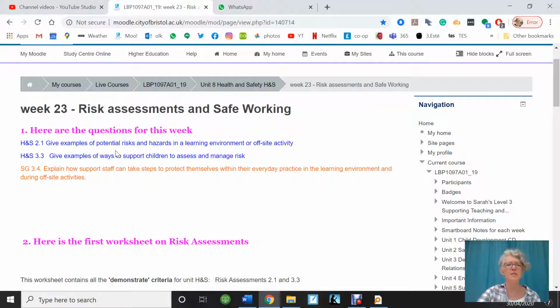Give examples of potential risks and hazards in a learning environment or off-site activity. And Health and Safety 3.3, give examples of ways to support children to assess and manage risk. And Safeguarding 3.4, explain how support staff can take steps to protect themselves within their everyday practice in the learning environment and during off-site activities. So we're going to look at the first two blue demonstrate questions first.